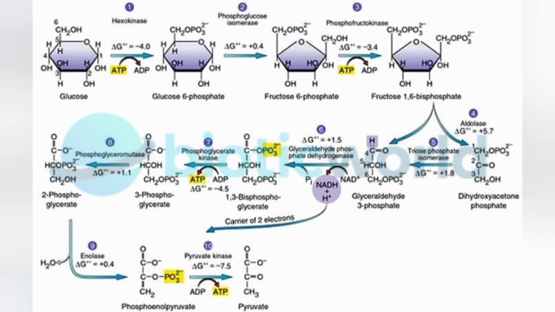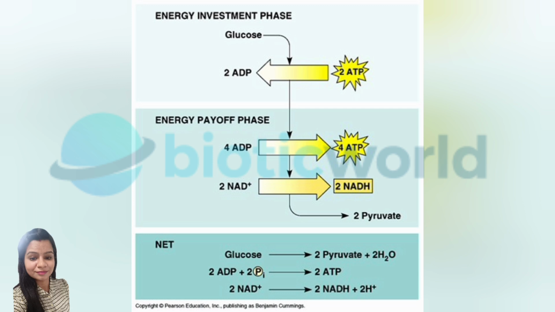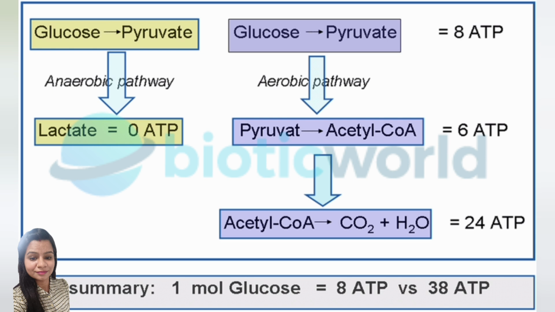In total, glycolysis consumes 2 ATP but produces 4 ATP and 2 NADH, giving us a net gain of 2 ATP. The pyruvate produced can now enter the mitochondria for further processing if oxygen is available, or get converted into lactic acid or ethanol in anaerobic conditions.